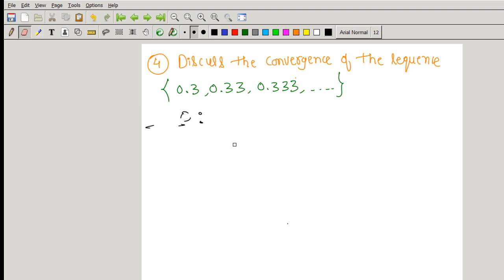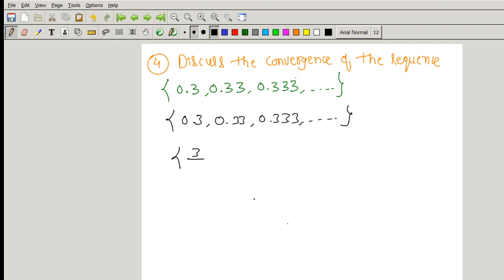It may be confusing, so I'm just solving this. I'm now using the first type: I'm converting this to the nth term. If I find the nth term, it will be easier, because if you just take the limit as n tends to infinity, we will obtain the nature of the sequence. So I'm finding the nth term of the sequence. The given sequence is 0.3, 0.33, 0.333, and so on.